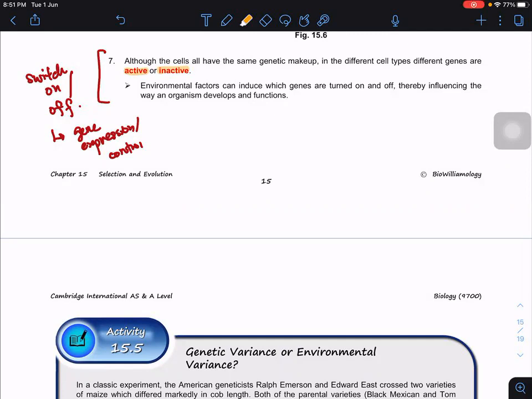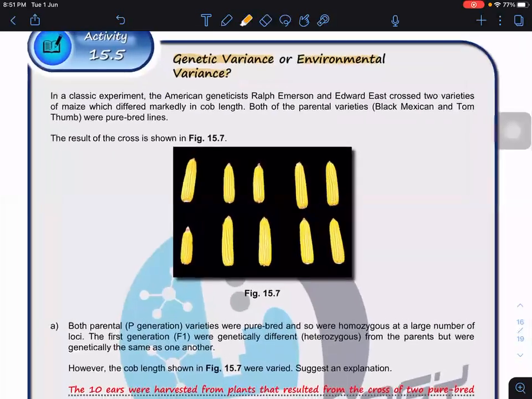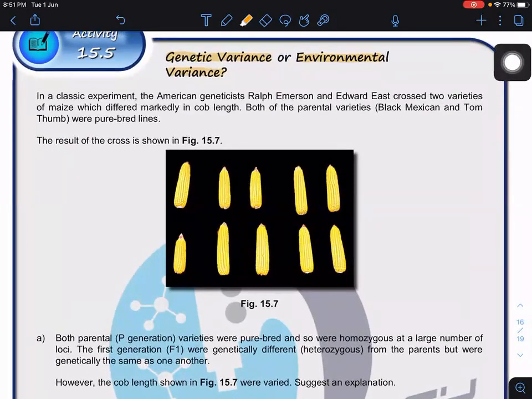Now let us look at the last part of variations, where we look at whether it belongs to genetic variations or environmental variations. Look at this experiment first. In this classic experiment, the American geneticists Emerson and East crossed two varieties of maize which differed markedly in ear length. Both parental varieties, Black Mexican and Tom Thumb, are pure breeding lines.